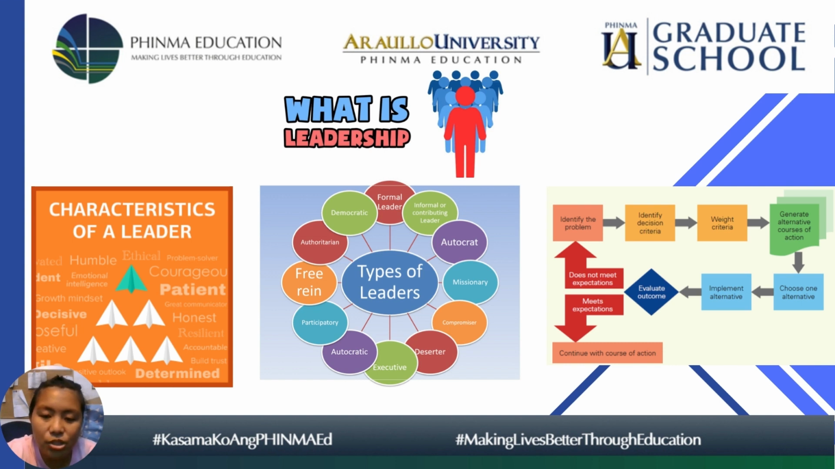Yung decision ni leader is depende rin sa group. Okay? Kung ano yung napagdesisyonan ng group, or may input si group members bago mag-decide si leader. Si free reign naman, the leader depends upon the group for decision making. Kumbaga, sa free reign, walang decision si leader dito. Depende kung anong pag-uusapan ni group. Sa participatory, may input si group pero ang last say is kay leader pa din.